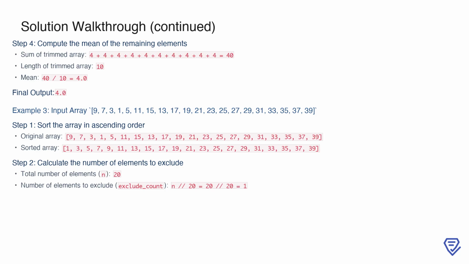Each element is 4, and there are 10 elements, so the total sum is 4 plus 4 plus 4 plus 4 plus 4 plus 4 plus 4 plus 4 plus 4 plus 4, which equals 40. Dividing this sum by the array length, 10, gives us a mean of 40/10, which equals 4.0. The final output for this example is 4.0.